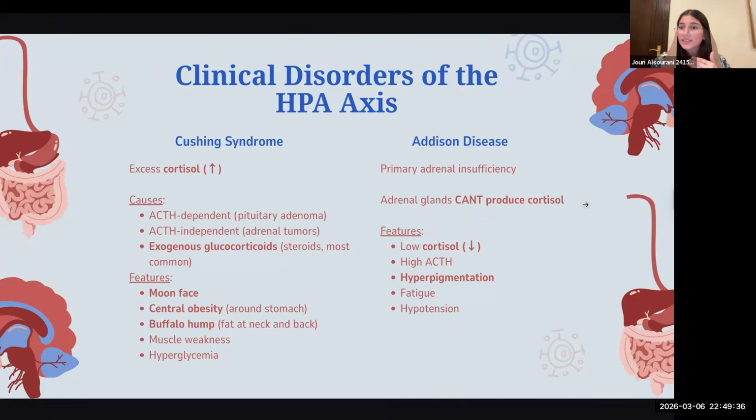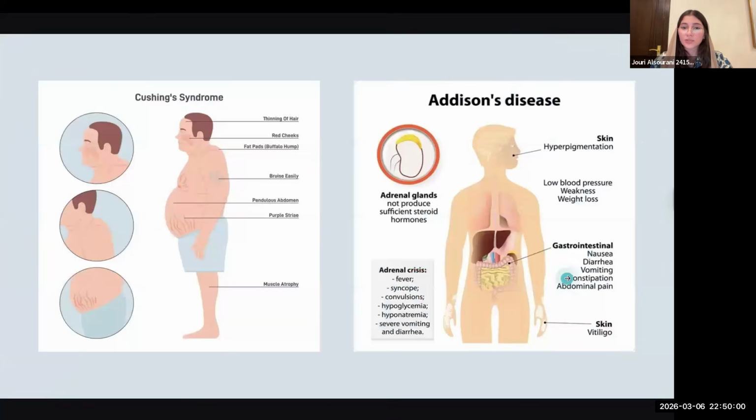ACTH is okay, the pituitary gland is okay, so we still have ACTH being made and produced, okay? So we're going to have very high ACTH because it's acting on the adrenal glands, but the adrenal glands are unable to produce cortisol. So we're going to have low cortisol, but high ACTH. And remember, we said when we have high ACTH, we have high MSH. So we're going to have hyperpigmentation and other symptoms like fatigue and hypotension.